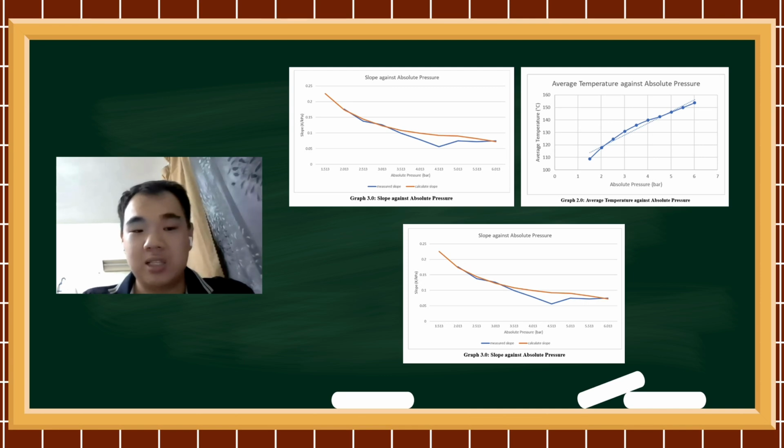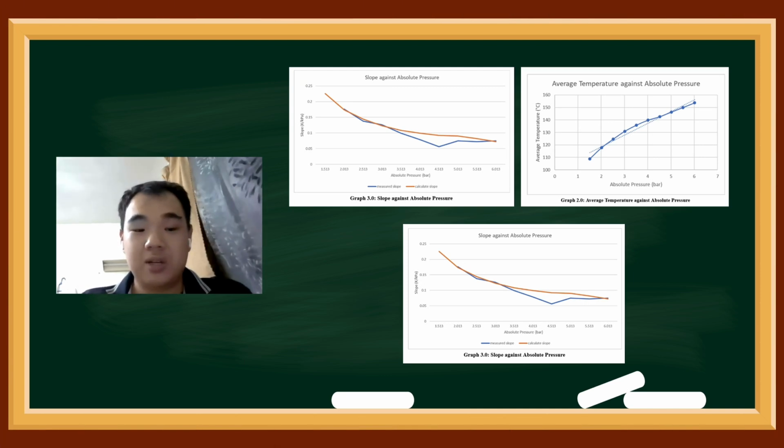So this one is the graph for the temperature against the absolute pressures, and this one is the graph to show the average temperature against the absolute pressure. And this one is the graph 3, the slope against the absolute pressure. So I will explain a little bit about this.